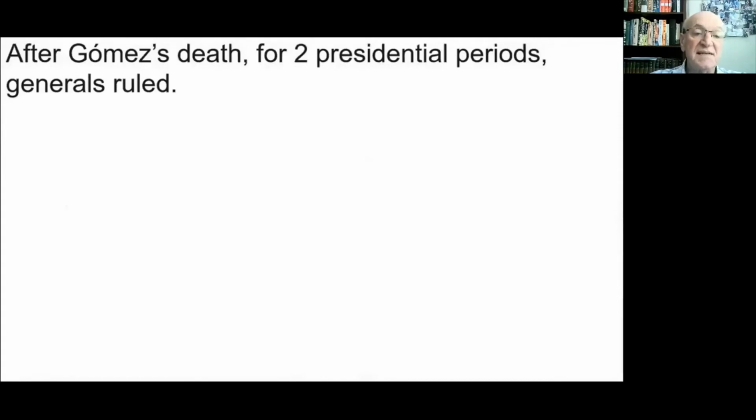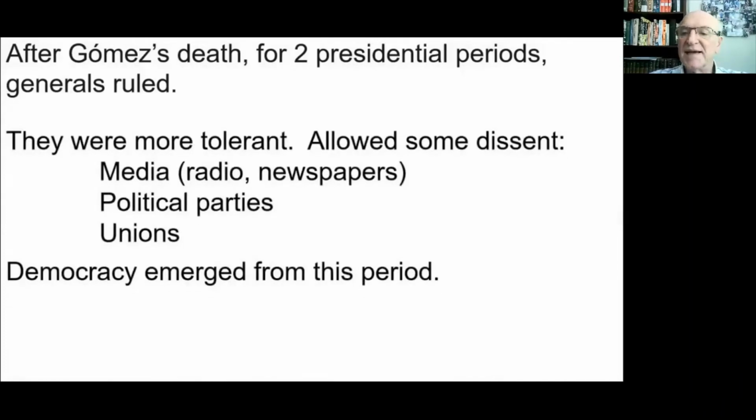After Gomez's death in 1935, and for 2 presidential periods, generals ruled. Now, these governments were essentially an extension of Gomez's rule. They changed very few manners of dealing with the government, but they were more tolerant, and they allowed some dissent that Gomez did not allow before them.